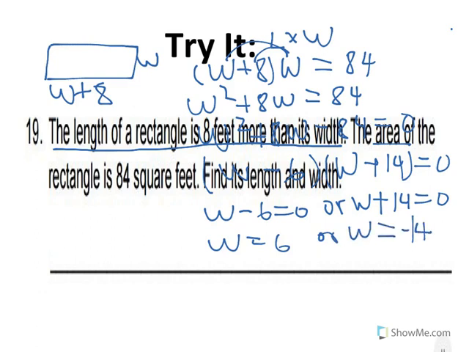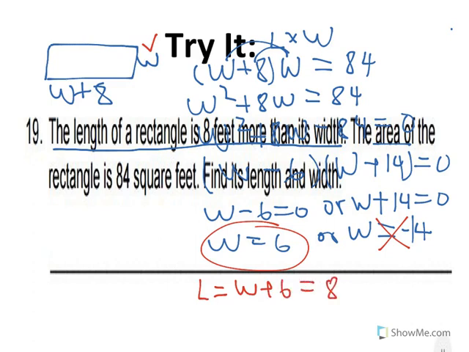But then W is the width of a rectangle, so it cannot be a negative number. So we see that our width is 6, so then the length is W plus 8, which is 6 plus 8 equal to 14. And this is in terms of feet, so make sure that you write your unit in terms of feet.